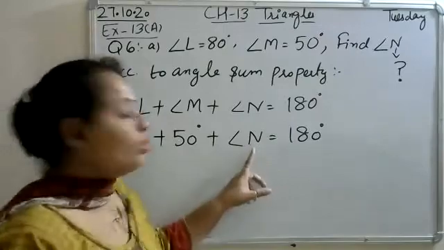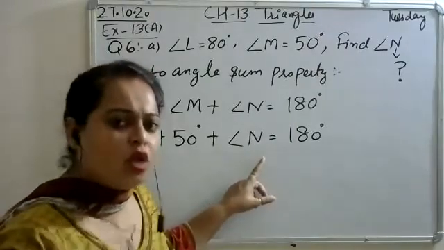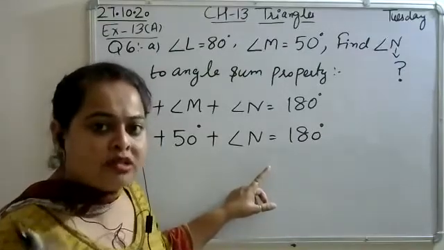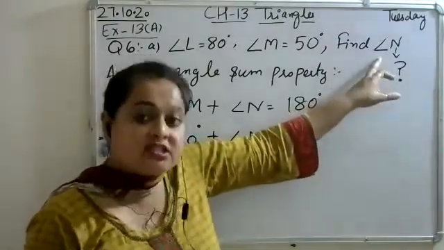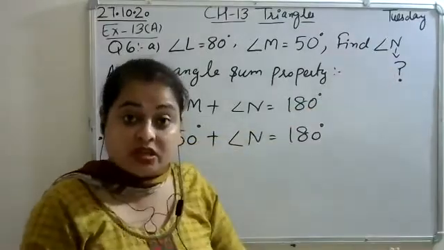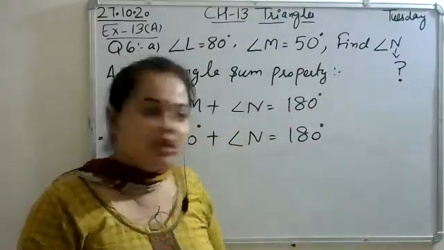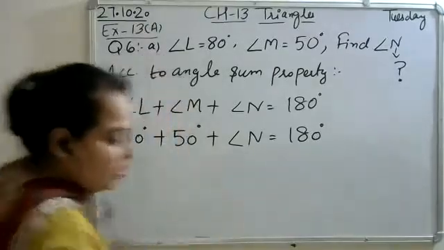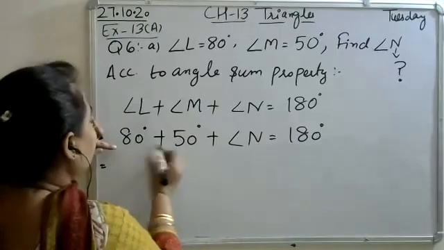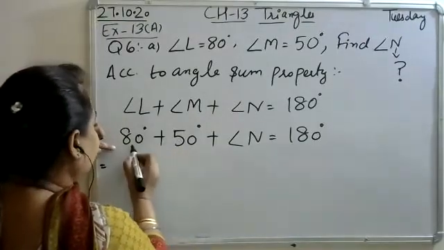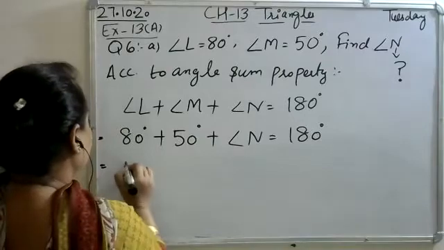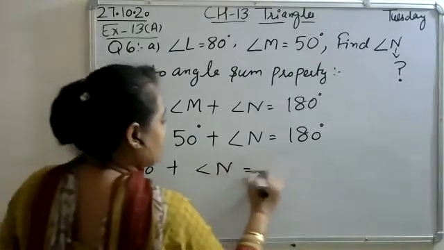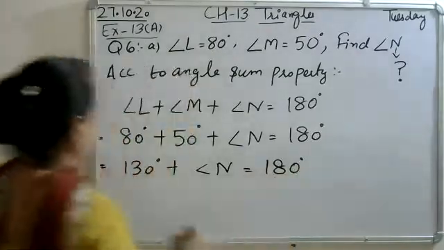And you can also use X for this, and this is your wish, but no compulsion, because X is an unknown and N is also an unknown. Both are the same thing. Now, 80 plus 50, 130 plus angle N is equal to 180 degrees.